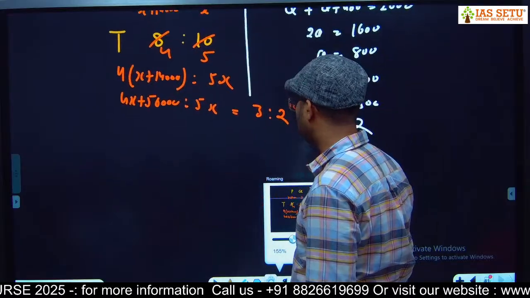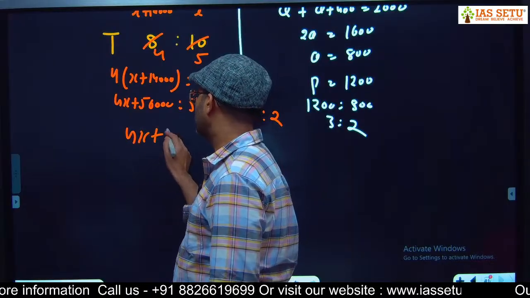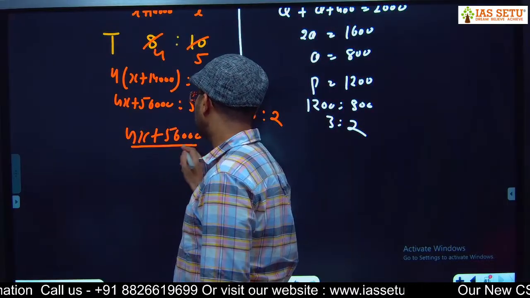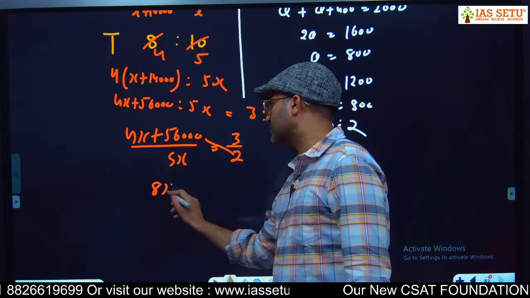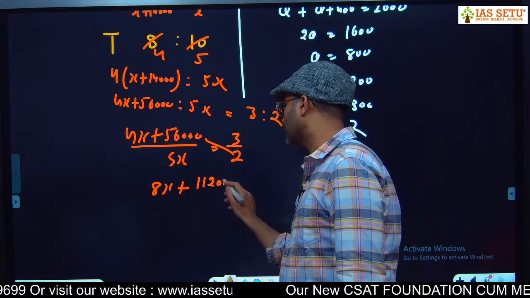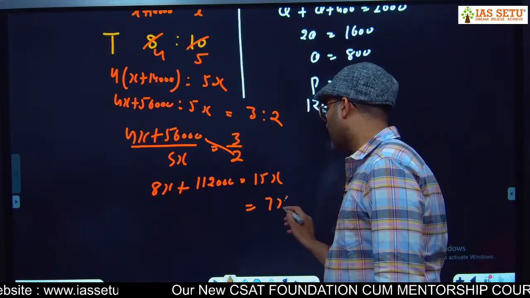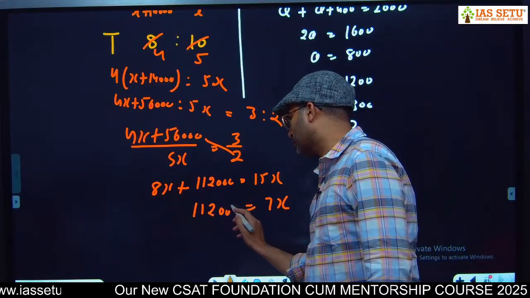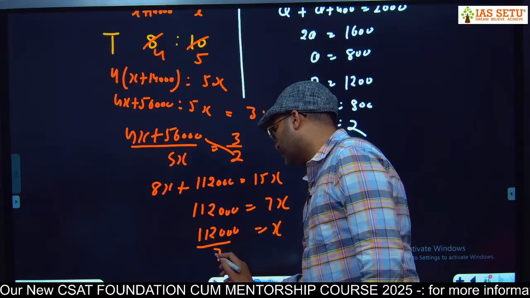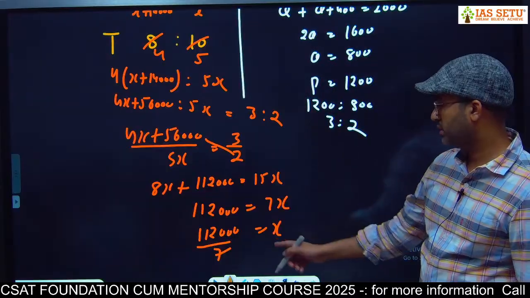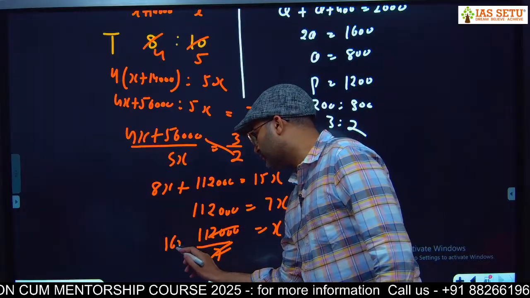Solve for x. How will it go? 4x plus 56,000 divided by 5x equals 3/2. Cross multiply: 8x plus 1,12,000 is equal to 15x. Take 8x this side, 7x is equal to 1,12,000. Tell me what is the value of x? 1,12,000 divided by 7, the value of x is 16,000. So here the x value is 16,000.